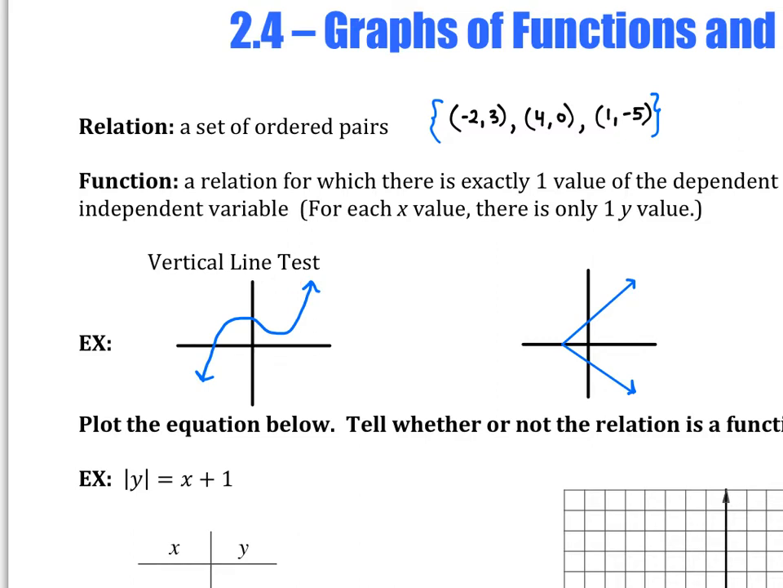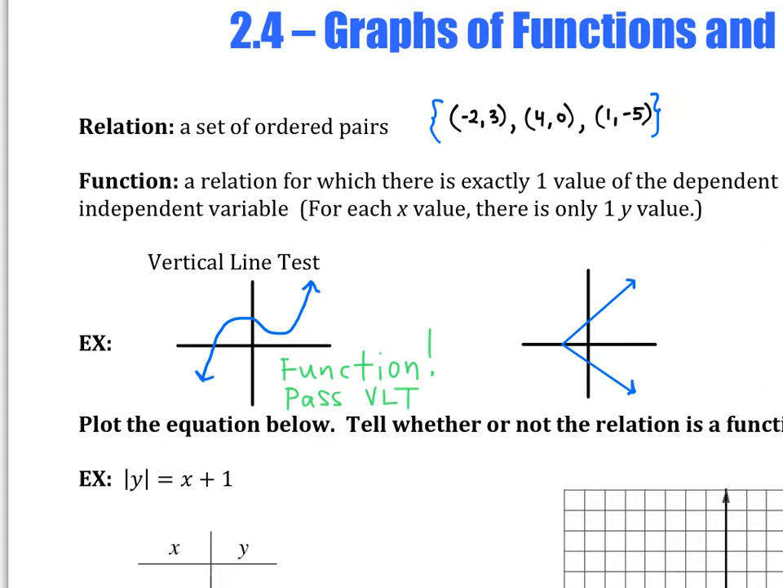Okay, so for instance, this first example is in fact a function because each x value only has one y value. Okay, it passes the vertical line test. So we can say passes vertical line test, VLT.